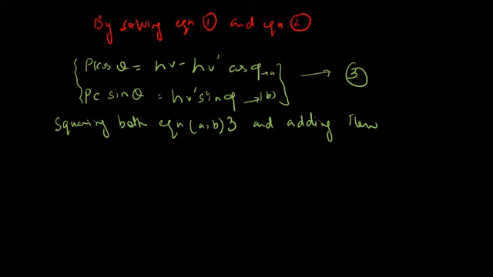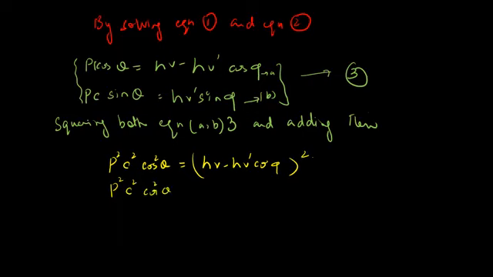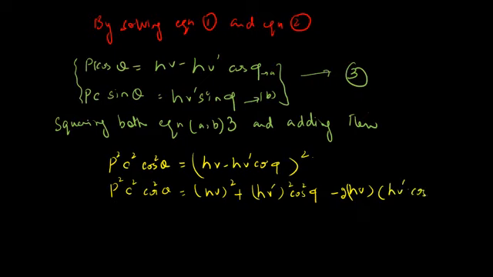By squaring equation A you will get p square c square cos square theta equals h mu minus h mu prime cos phi whole square, so p square c square cos square theta equals h mu square plus h mu prime square cos square theta minus 2 h mu into h mu prime cos phi.